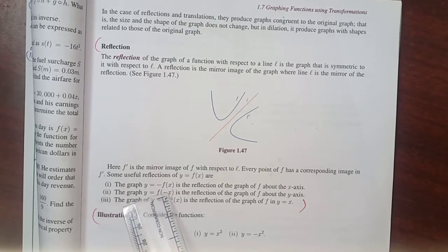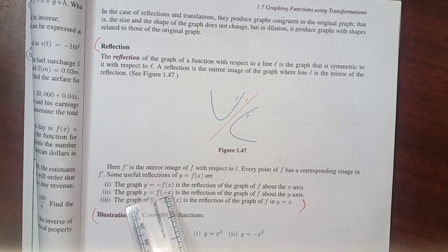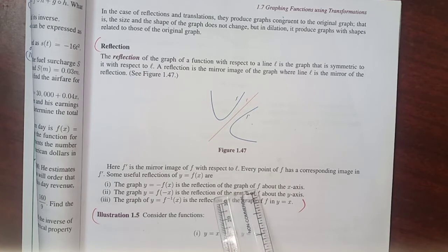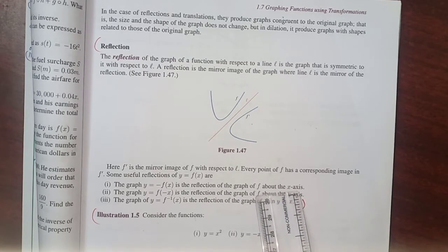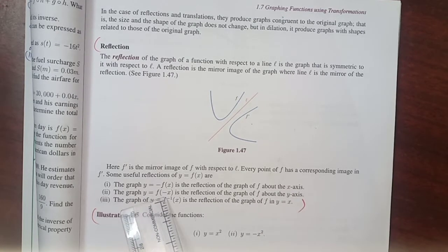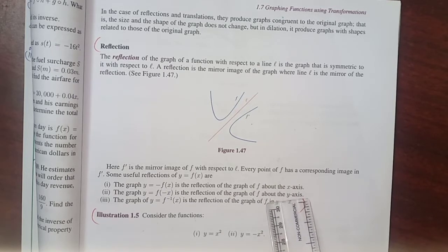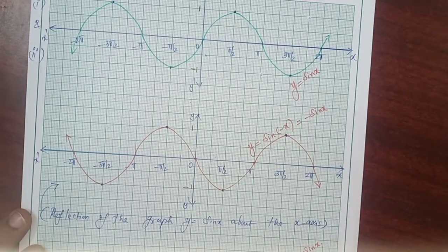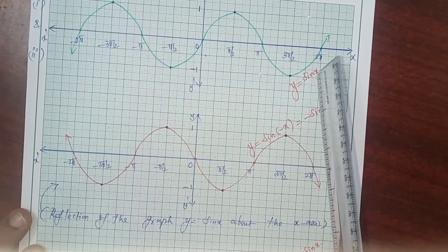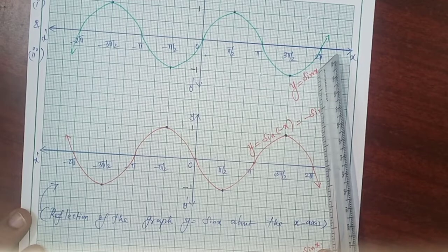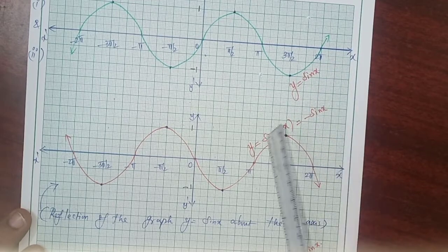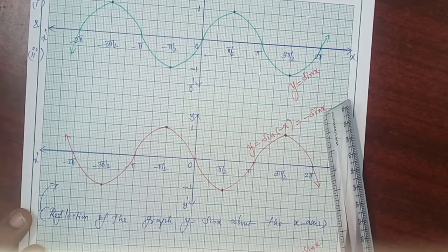The graph y equal to minus f of x is the reflection of the graph y equals f of x about the x-axis. Minus f of x is the reflection of the graph f about the x-axis. Okay, this one I have already discussed. This is y equal to sine x. I considered sine x as f of x, y equal to f of x. This one is y equal to minus f of x.